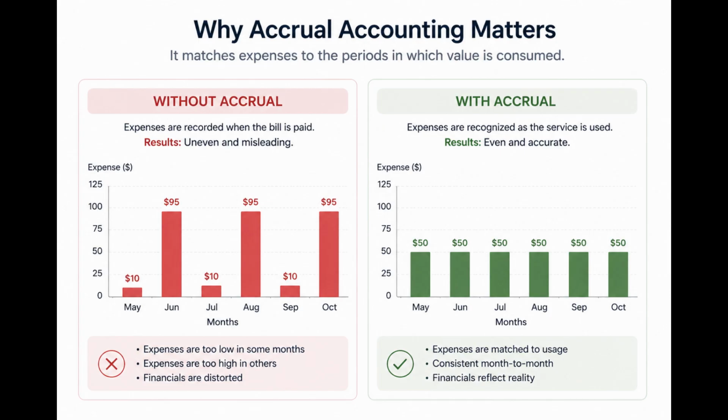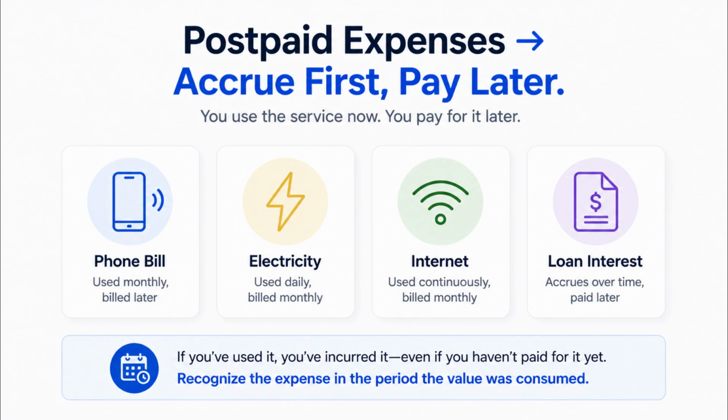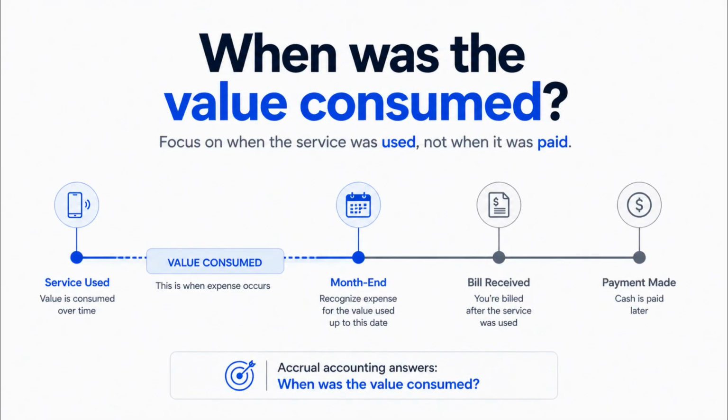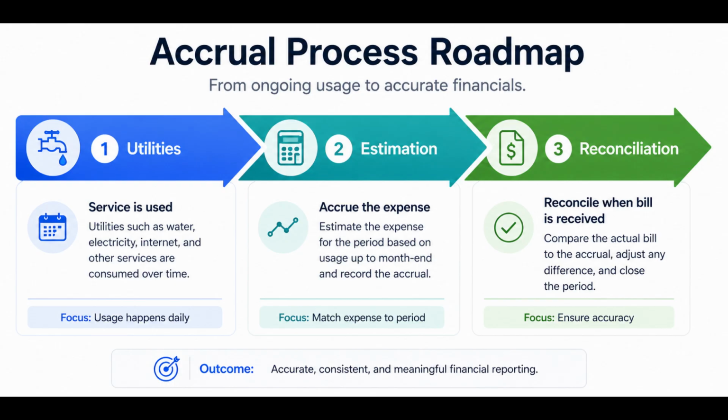So if you didn't do this, May expenses would be too low and June expenses would be too high. Your financials would be distorted. With accrual, each period reflects reality. So anytime you see a bill after you've used something, think postpaid accrued expense. So when you see a bill, ask, when was this value actually consumed? Not, when am I paying it?